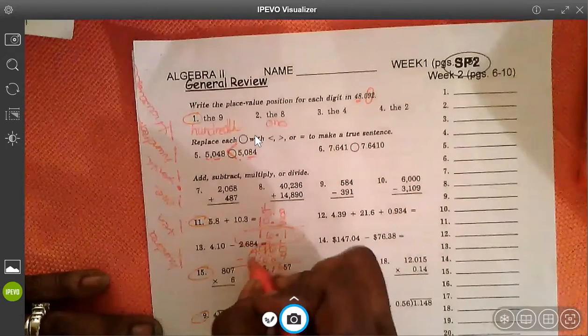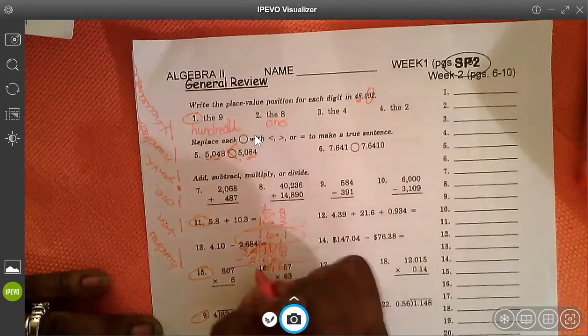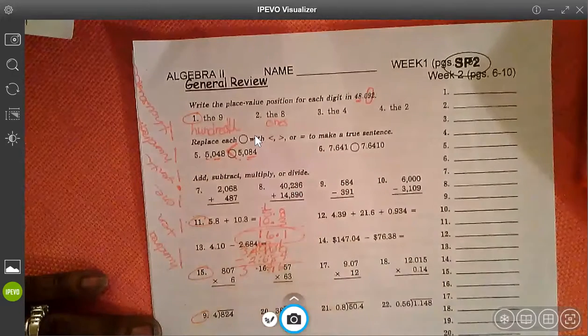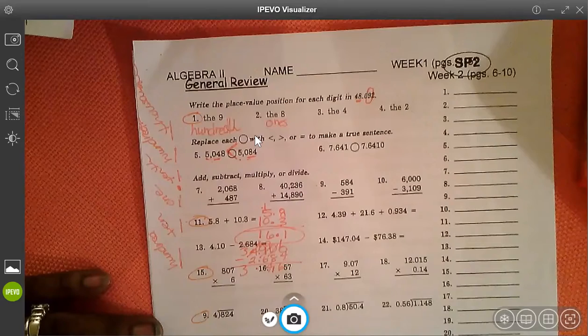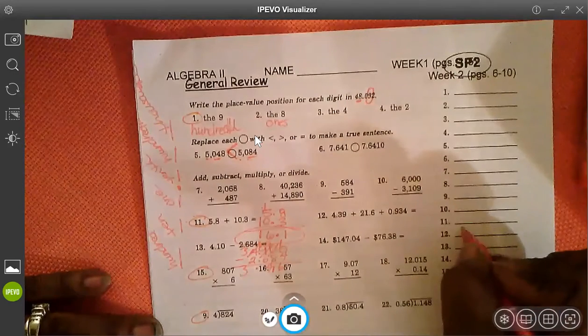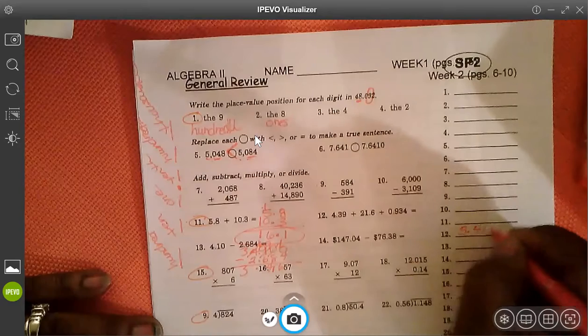We're going to borrow from the 4, making it 3. It's a 10, and it'll be 4. So our answer is 3 and 416 thousandths. So just so we can see that a little more clearly, I'm going to add it over here.